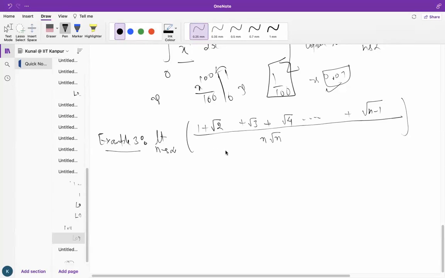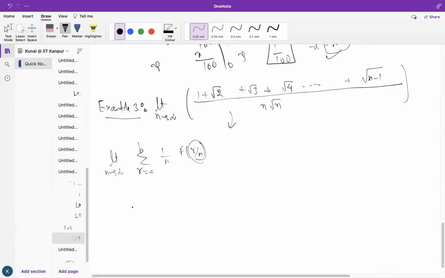So first we have to convert this into the form: limit n tending to infinity, summation from r equal to a to b, 1 by n f of r by n. Our prior goal is to convert it into this form. The first step is like that. So I'm writing limit n tending to infinity, summation, and we have to create r by n.